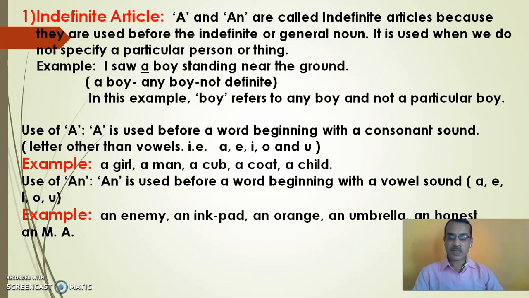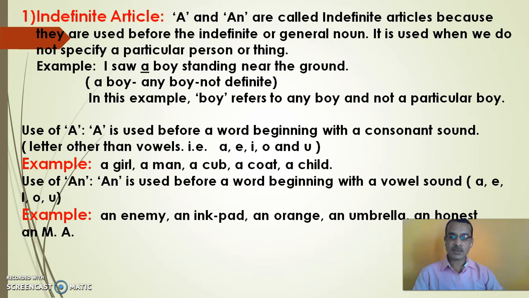Now, let's have a look at the use of a. A is used before a word beginning with a consonant sound. What is a consonant sound? It is other than the vowels. Vowels are a, e, i, o, u. Other letters in English language are examples of consonant sounds. For example, a girl, a man, a cub, a coat, a child.